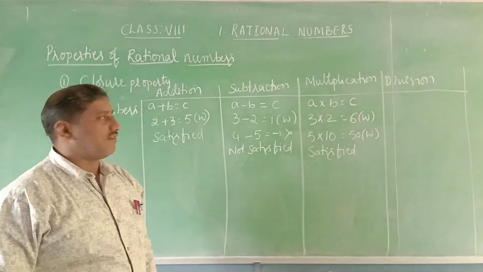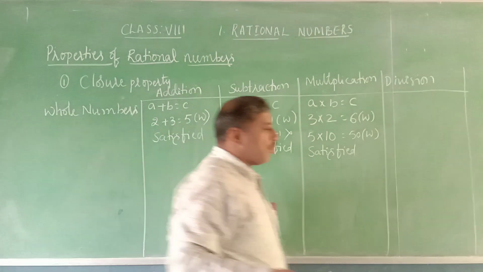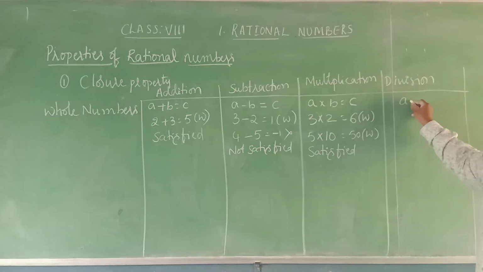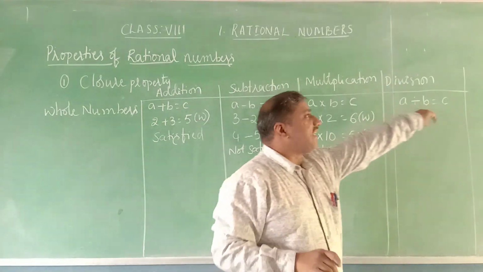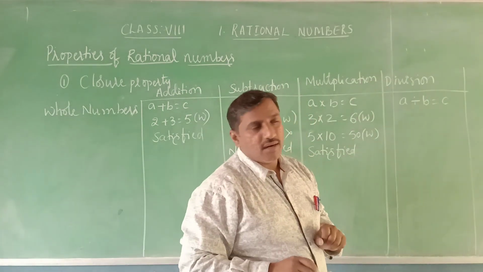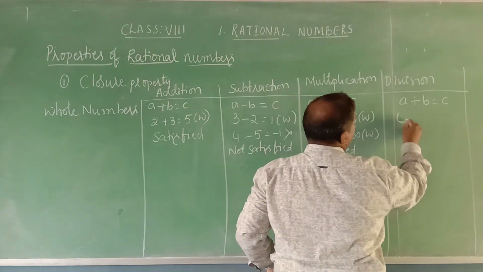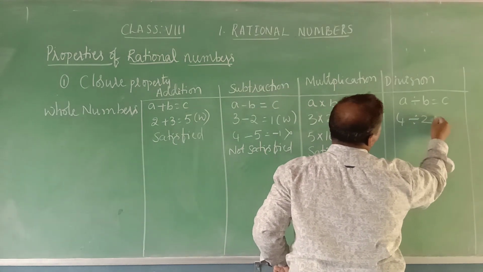Then we will discuss division. Let A and B be two whole numbers. Then A divided by B is equal to C, where C is also a whole number. As an example, take 4 divided by 2 is equal to 2.